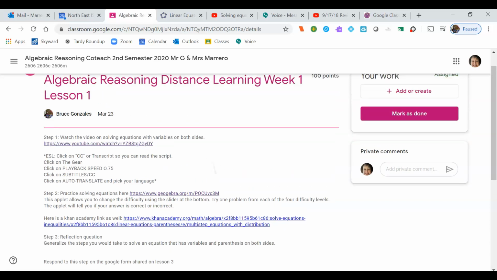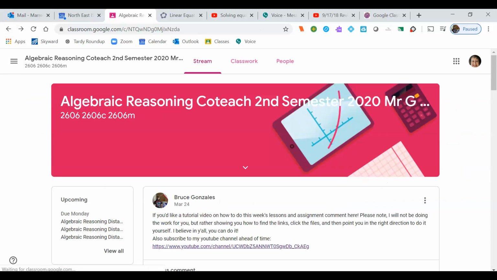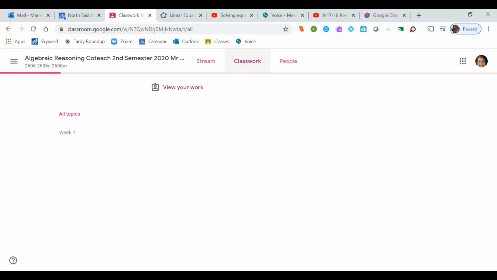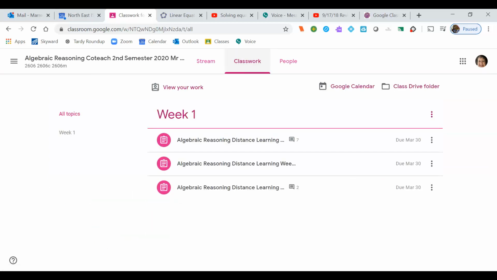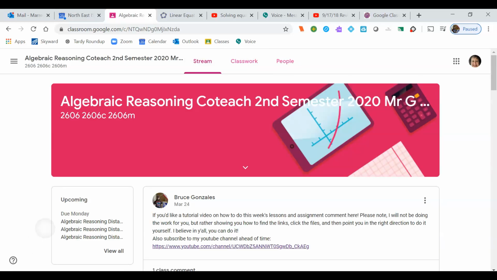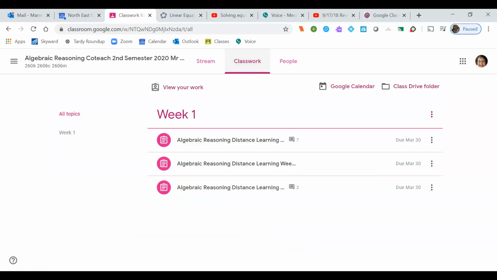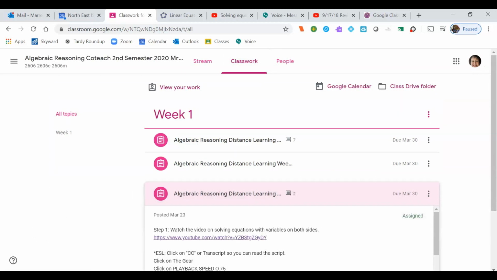So let's go back and let's look at lesson 3, right? Now, I'm going to hit classwork. You could either do it from the stream on the left side here, or you can go up to the top here to classwork. And let's find the one that says lesson 3.